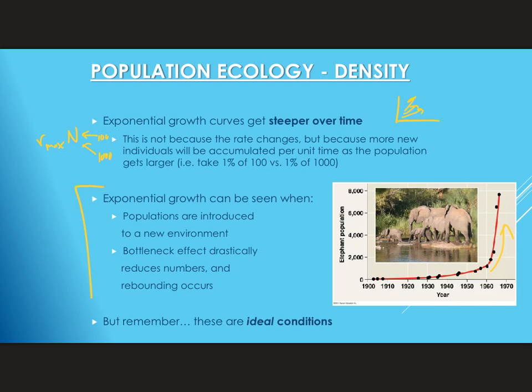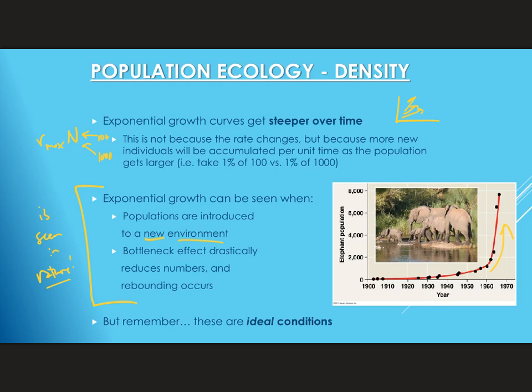Now, the kind of cool thing is, exponential growth is seen in nature, right? Even though this is based on an ideal environment, which, like we said, is not very realistic, we do see this. We see this when populations are bouncing back, right? Let's say populations go into a new environment where there are just tons of resources at their fingertips. Well, we'll see exponential growth.